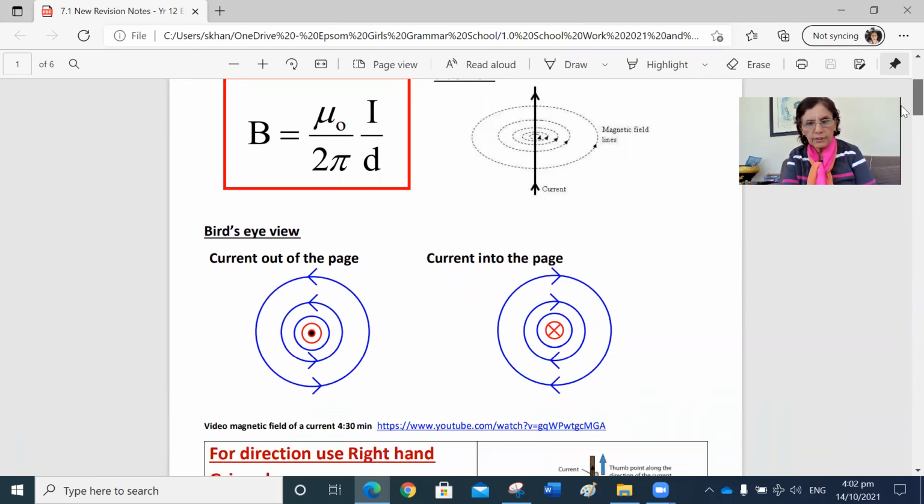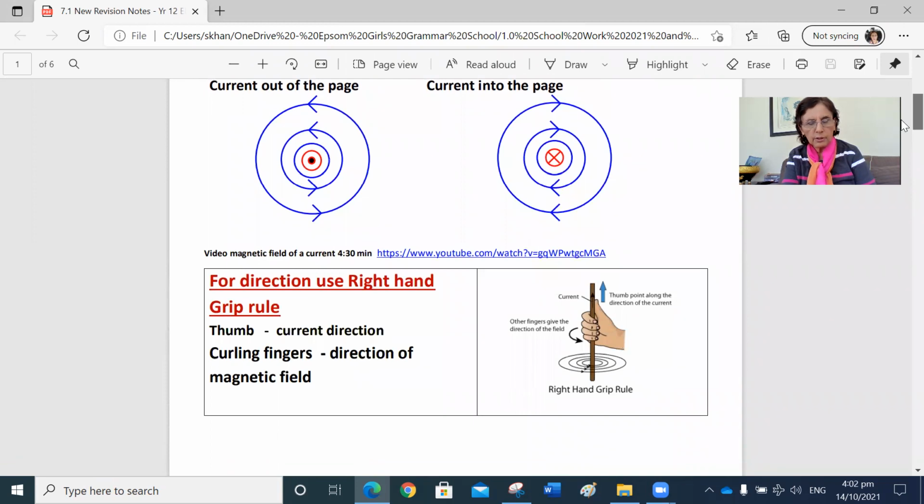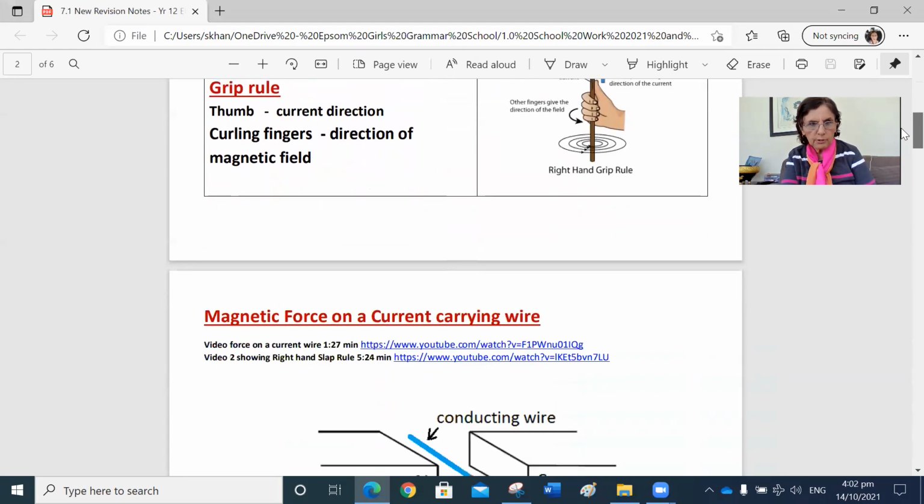And to find the direction, we use what is called the right-hand grip rule. If you imagine you're holding the current carrying wire, so your thumb is pointing in the direction of the current, then your fingers will curl in the direction of the magnetic field. For example, if the current is coming out of the page, the fingers are curling this way, which is the clockwise direction.